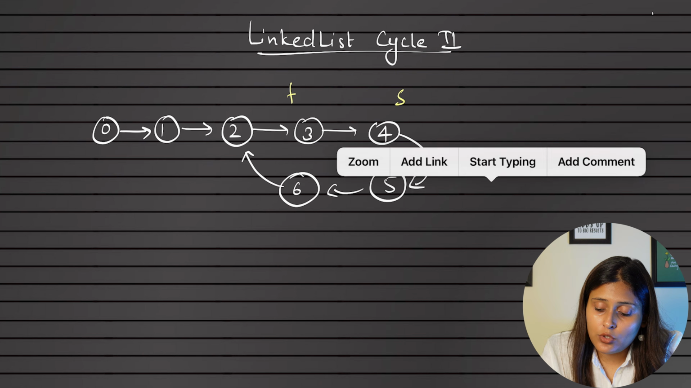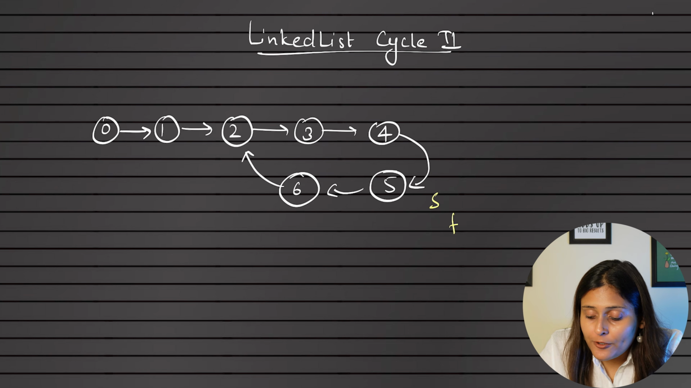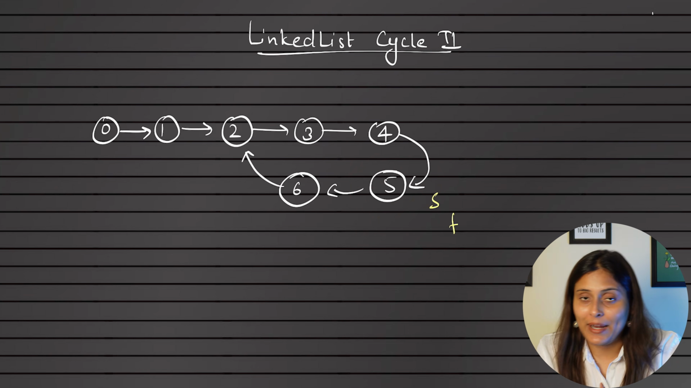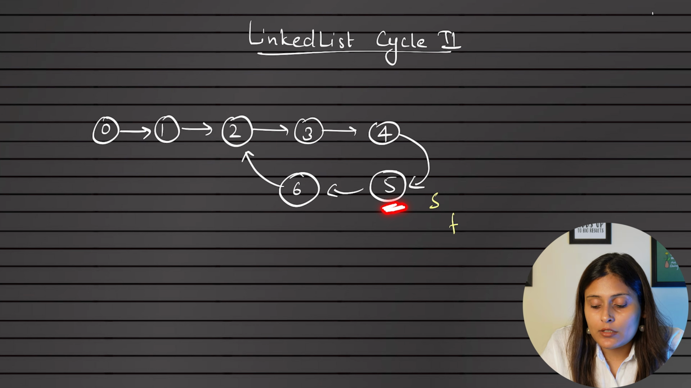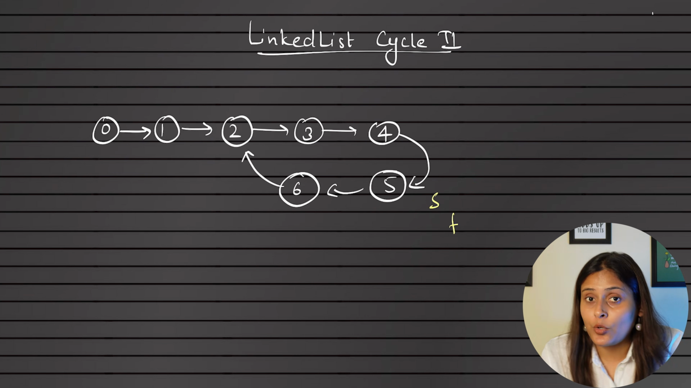Now again slow will move 1 time and fast will move 2 times. So now at this node, which is 5, we can say yes, slow and fast met. But if we return this node, saying that at this point they met, it means there is a cycle, but it does not guarantee that this is the starting node.